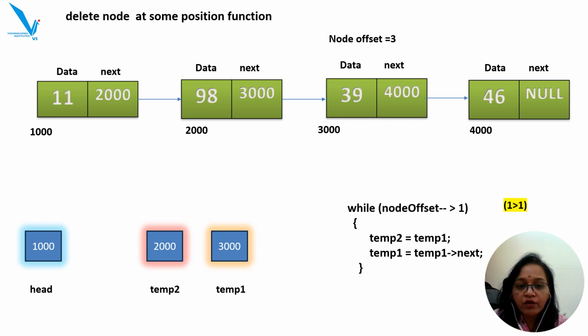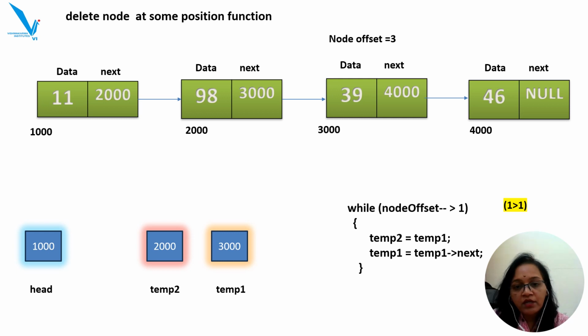temp2 is equal to temp1. temp2 में 2000 था, वो temp1 में 2000 था, वो temp2 में डाला. So temp2 will contain 2000 address now, and it will start pointing to the second node. And temp1 is equal to temp1 of next. temp1 of next क्या था? 3000. So it will contain the 3000 now. Now temp2 is pointing to the second node and temp1 is pointing to the third node.